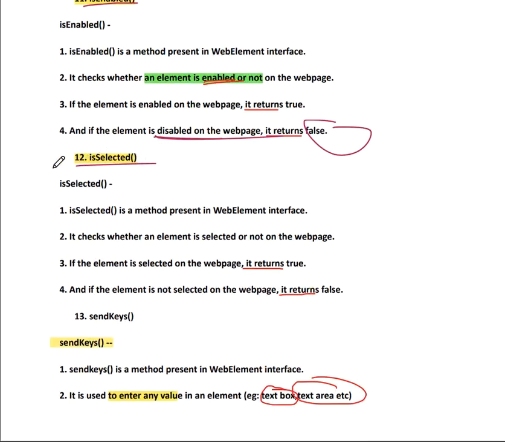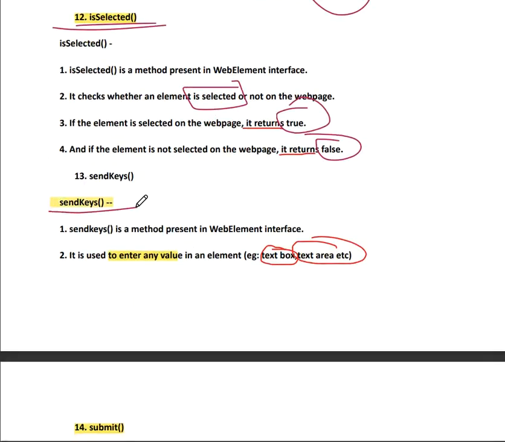Then the method isSelected. isSelected checks whether the element is selected or not on the web page. If the element is selected, then it returns true, and if the element is not selected, then it will return false.